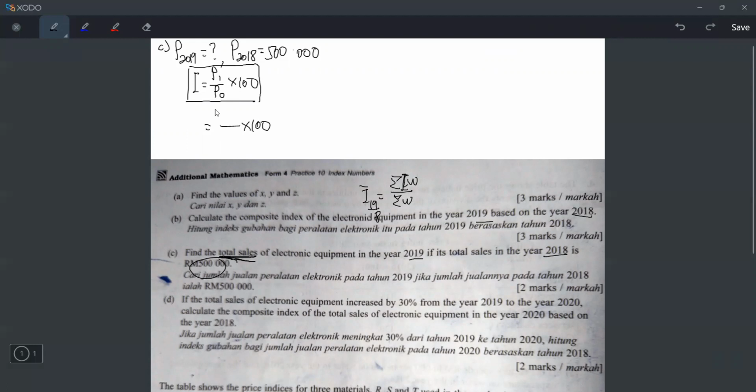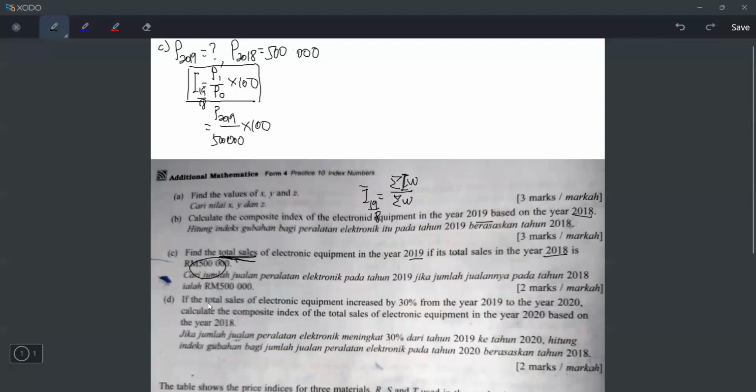Price in 2019, because that's the new year. And P0 confirm ganti price 2018, 500,000. And for the I, you also have to ganti, 19 over 18. Because P1 you ganti 2019, P0 you ganti P 2018. So the I also has to be 19 over 18. But 19 over 18, which one will you take?